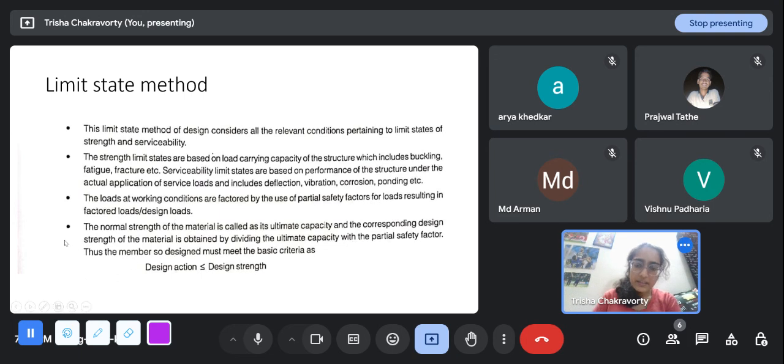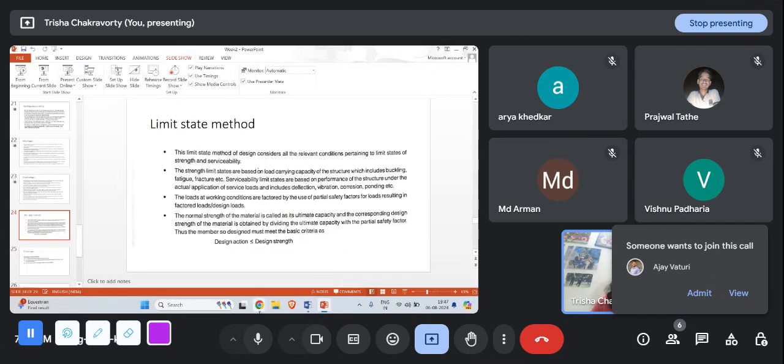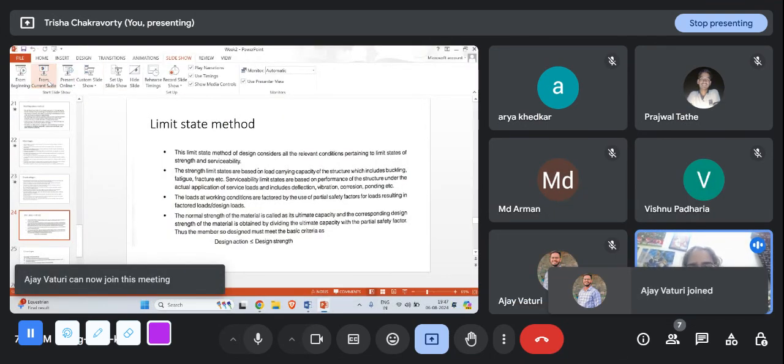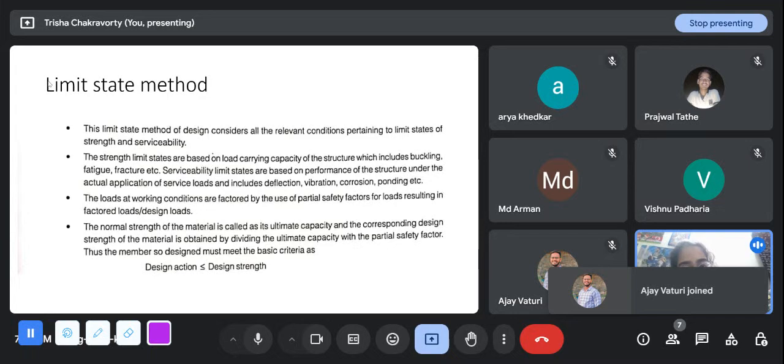and on the capacity, we apply a safety factor lesser than one. The normal strength of the material is called its ultimate capacity, and the corresponding design strength of the material is obtained by dividing the ultimate capacity by the partial safety factor. So why do we divide it? Because we want to go for a conservative design. So if the actual ultimate capacity is 400, we would assume maybe it's 370 or something, because we will allow it only up to 370. So that means that even if something goes wrong, something is uncertain, it might exceed 370, but it won't exceed 400.